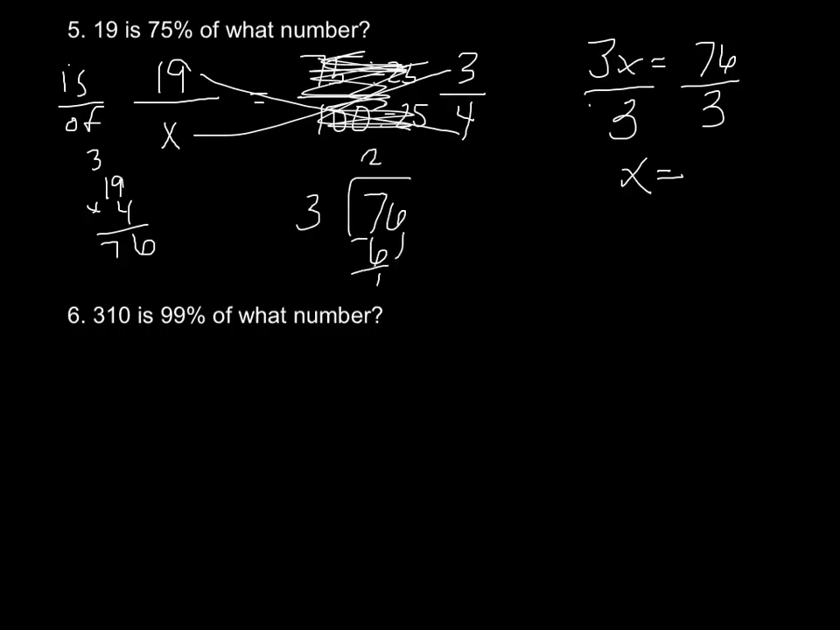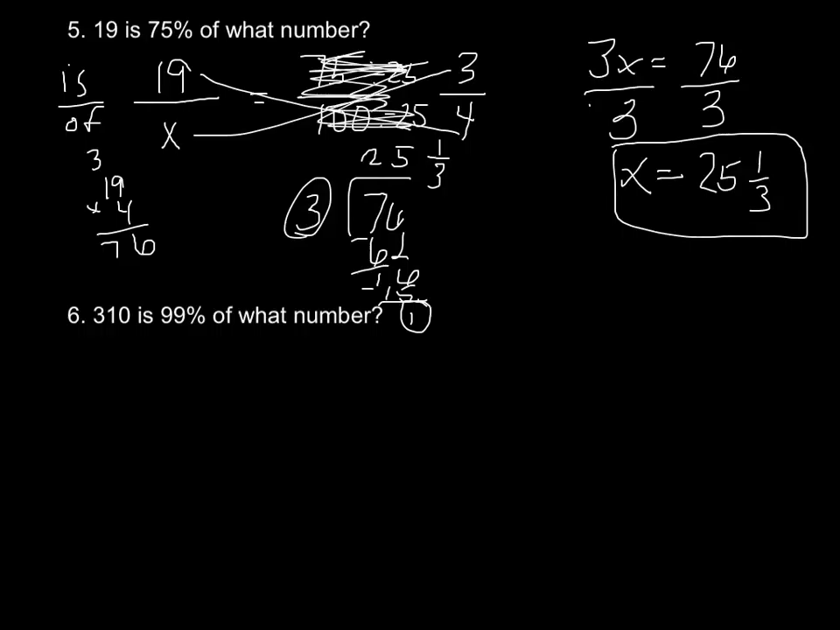3 goes into 7 twice, minus 6. 3 goes into 16 five times, minus 15. This one's going to be a 3 repeating because I have a 1/3 left over. So at the point where you would normally add a decimal and a 0, we just stop. We don't do that. And we say, what is our fraction remaining? Okay, so our x is 25 1/3.